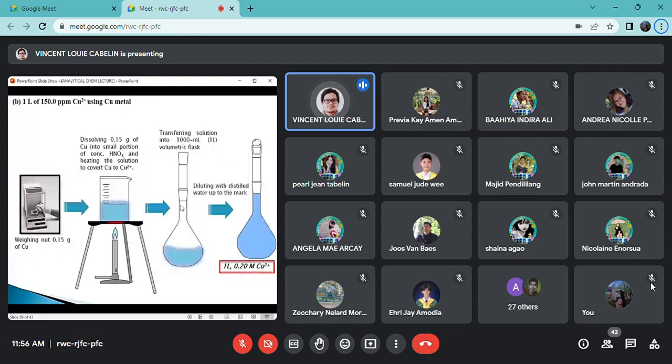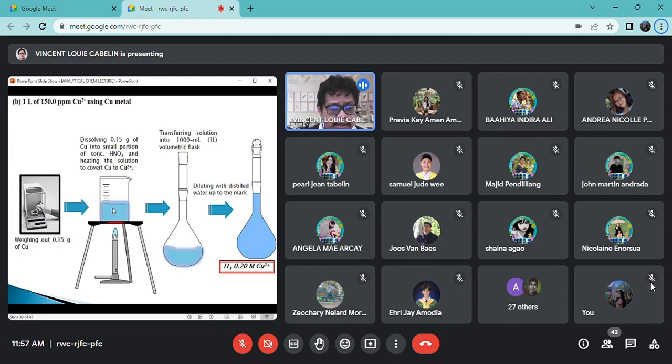So basically, what you will do here is weigh 0.15 grams, and then you add your 0.15 grams of copper into small portions of concentrated citric acid. You heat it up using a heat source. It could be a Bunsen burner, an alcohol lamp, or even a hot plate. Any heat source that could boil this particular mixture.